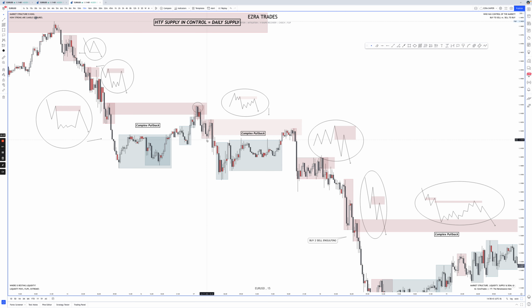It takes out what? Takes out this reaction to what? This demand, right? So this demand was a valid demand range. We came in to tap it. We swept the high of this range. We failed to make a higher high. We broke structure downside and we took out the reaction and the extreme of this demand range.